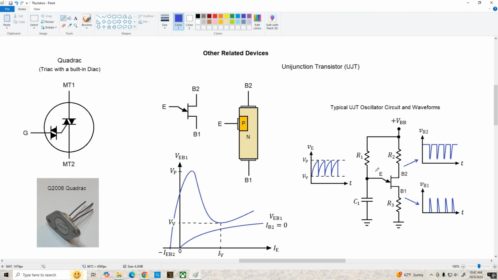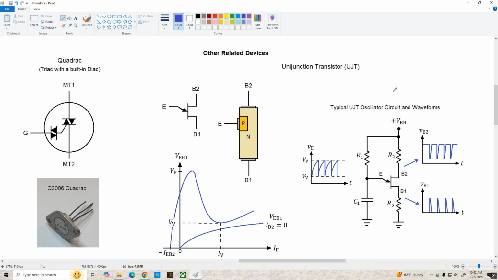And over here is a typical UJT circuit. We're going to get this kind of sawtooth waveform here at the emitter. The base 2 terminal is going to produce these negative going pulses from a DC level, and the base 1 terminal will generally produce positive going spikes, and these signals can be used to trigger thyristors.